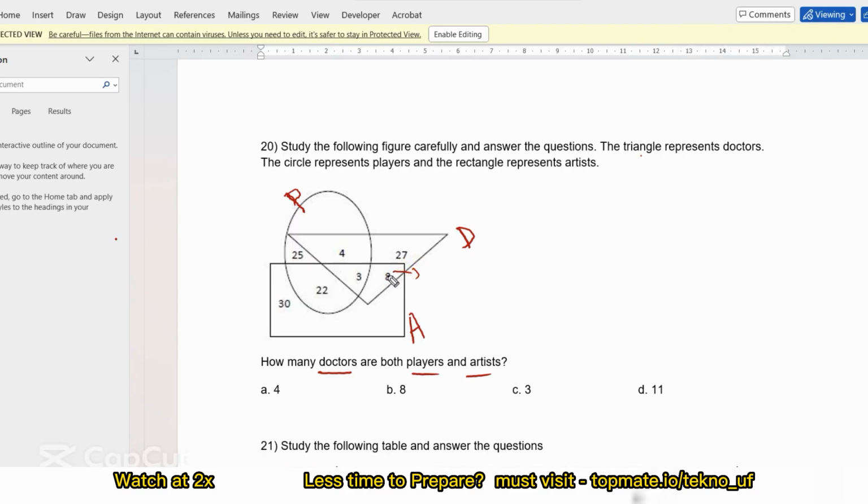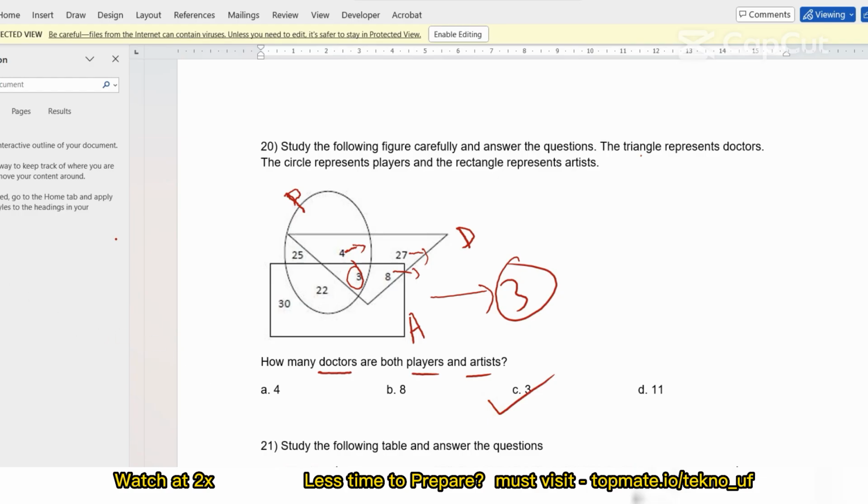That means this 8 is not a player, right? But the doctors are also players, we have to find that. This 4 is only doctor and player, not an artist, right? And this 27 is only doctor. So these 3 you can see, this is common in circle, common in rectangle and triangle. So that means the number of doctors who are doctor as well as player as well as artist is 3. So 3 will be the correct answer.